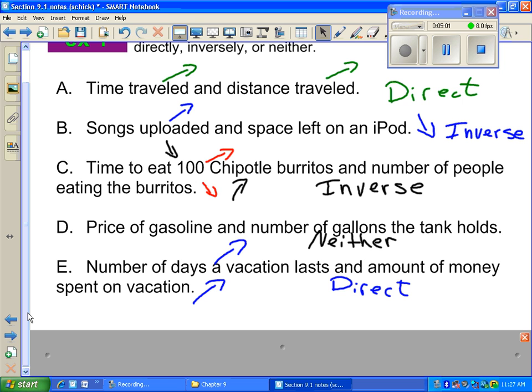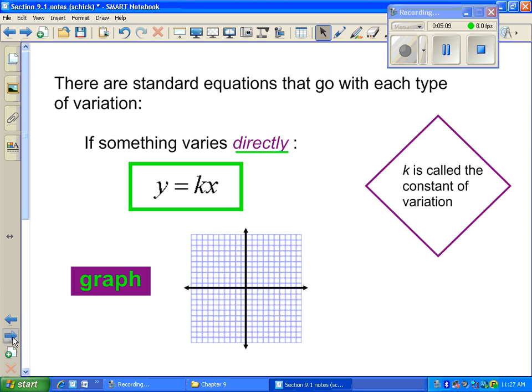And that's kind of the gist of how I want to look at it. If one goes up, the other goes up. If one goes down, the other goes down. That's direct and inverse variation. So there are standard equations that go with each type of variation. If something varies directly, the equation is y equals k times x. K is called the constant of variation, and I have to find that k most of the time.